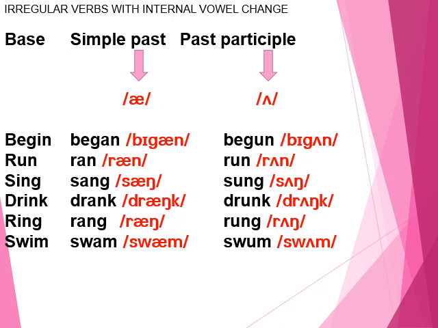Now have a look at this. This is very curious. There are some irregular verbs in English which have an internal vowel change. For example, the verb begin, the simple past is began with the A, and the past participle is begun with the U. Whenever you have this type of internal vowel change, the simple past with the letter A is pronounced with the front A sound, and the past participle with the U letter, it's pronounced with the central A sound.